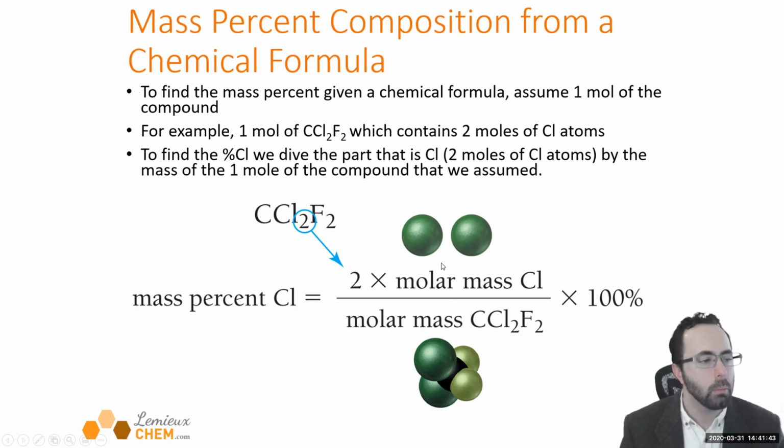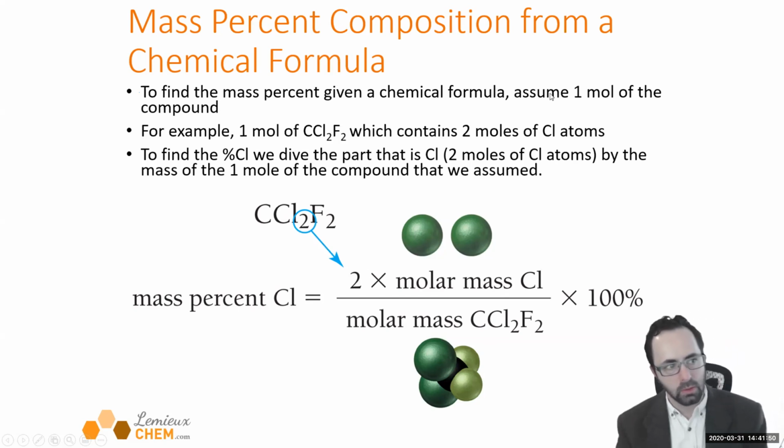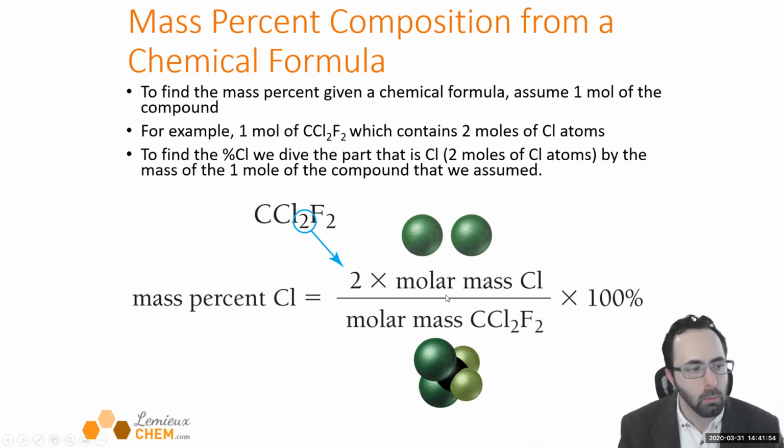So it's always the part, here the chlorine, divided by the whole thing. And the key here is to assume 1 mole of the compound. That way we can just use the molar masses. If we have 1 mole of the compound, that has 2 moles of chlorine in it. So we just get the mass of those 2 moles of chlorine. It's fairly easy if we have a periodic table. And then we get the mass of 1 mole of the whole thing. We just calculate the molar mass.